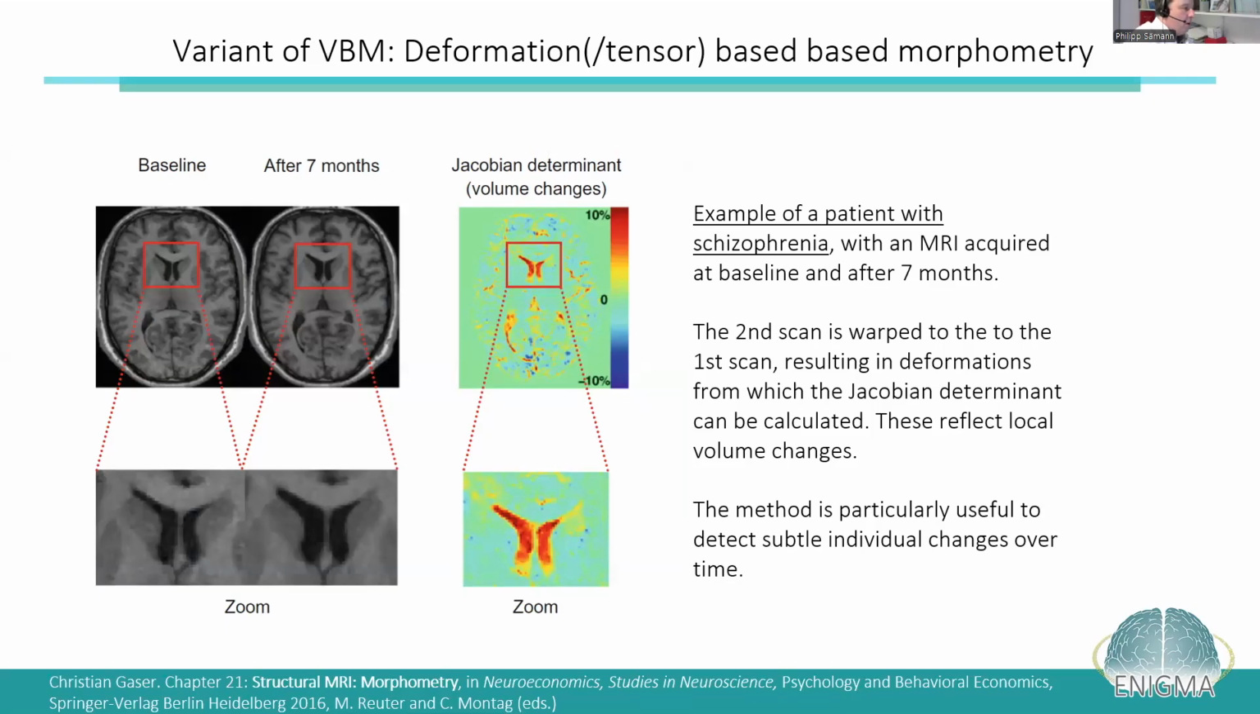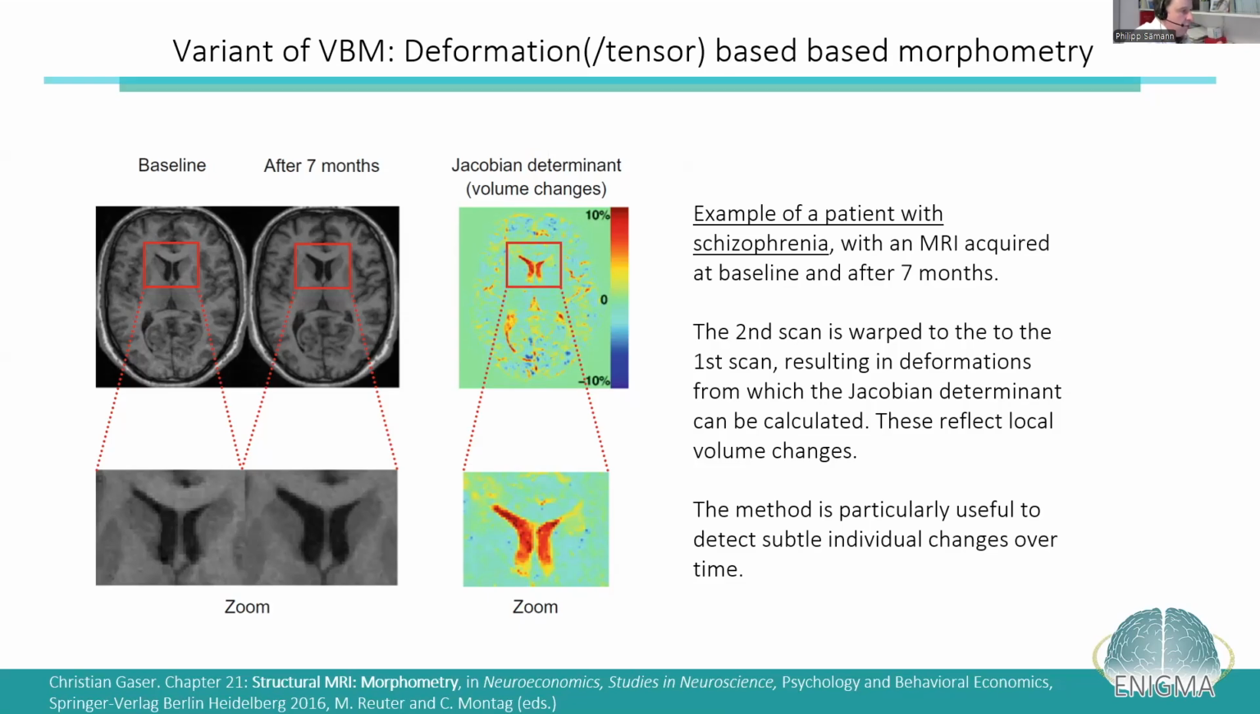There's also a variant of voxel-based morphometry referred to as deformation or tensor-based morphometry. In this technique, you are not projecting your original image to an atlas space, but you rather prefer to warp it onto a later image acquisition. So it's an ideal technique to detect very subtle differences across time. In this case, you can even detect by looking at the images that there's a slight increase of the ventricular spaces over 7 months in a patient suffering from severe schizophrenia.